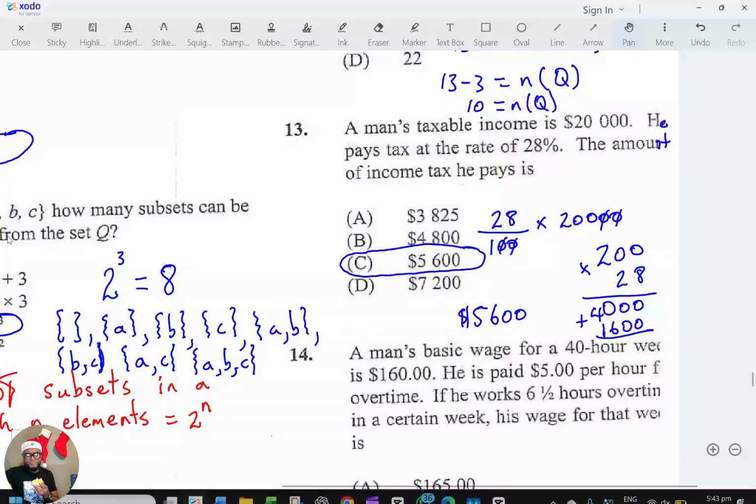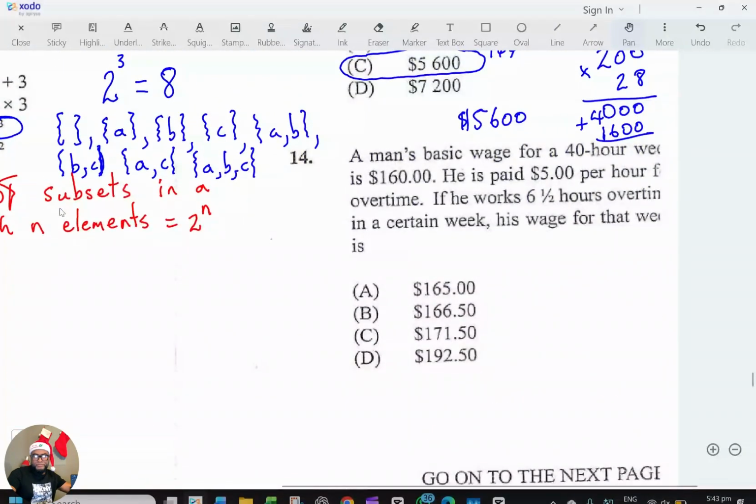Where is Yuvraj? Yuvraj in class? Yuvraj? Well, Yuvraj is not here. There we go.